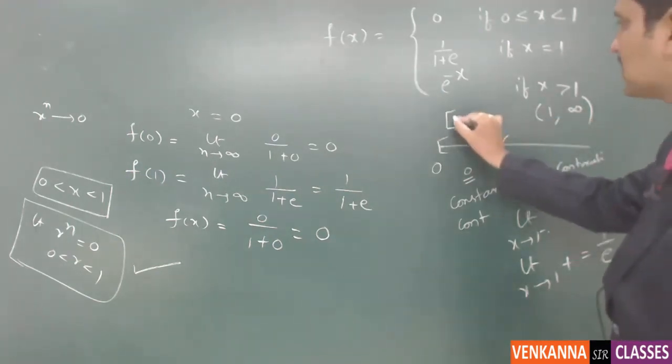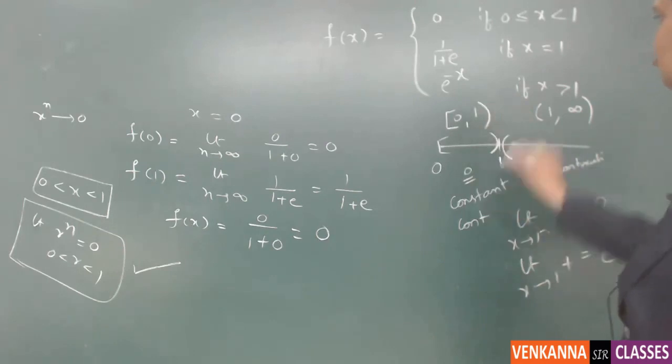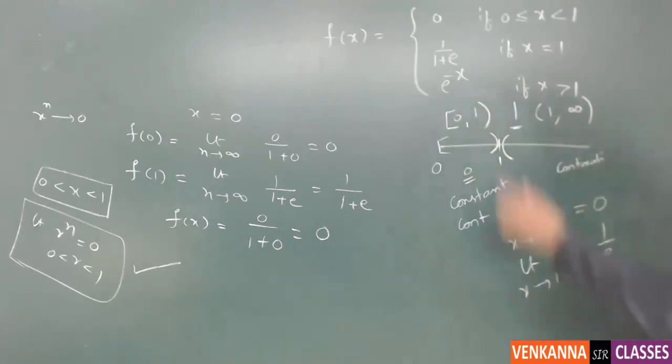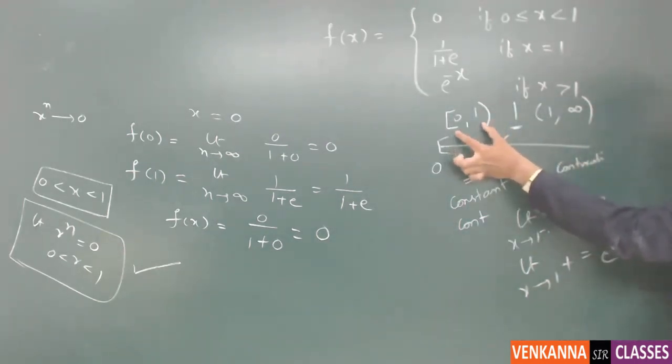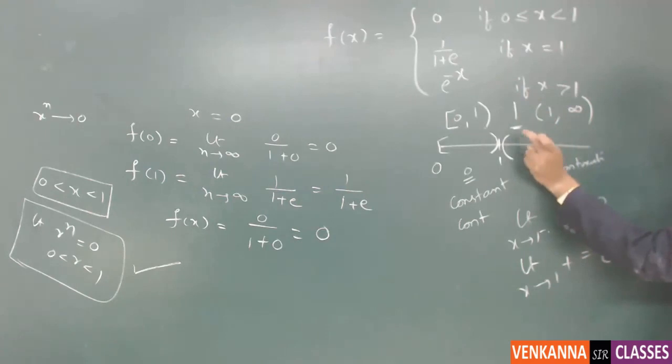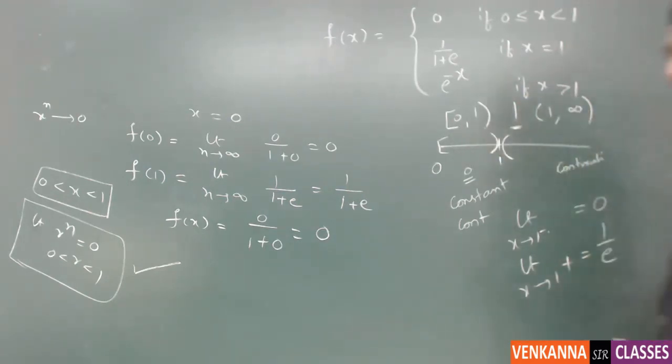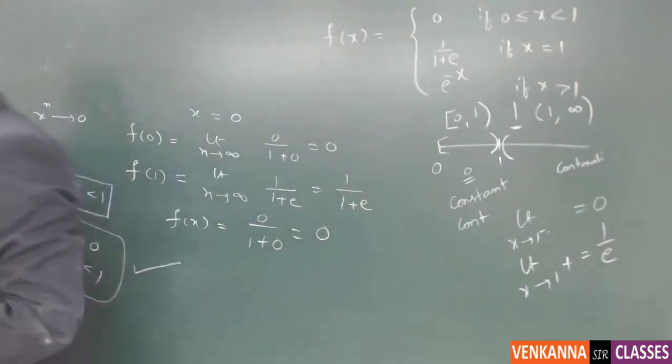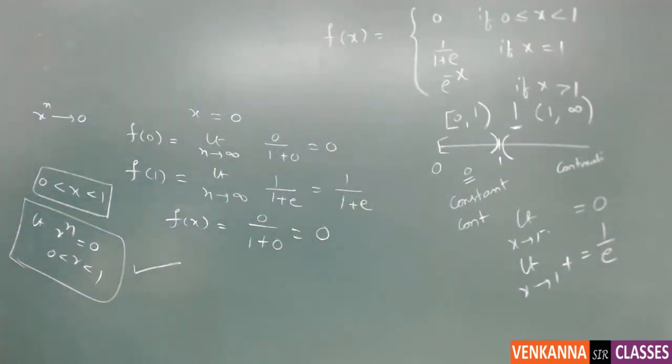Here the function is continuous, and here 1 remains. It is continuous here because it is a constant function. It is continuous here because it is the exponential function. At the point 1, it has jump discontinuity. Left limit, right limit, both are unequal. That is the overall idea. Okay? Any more elaboration you require?